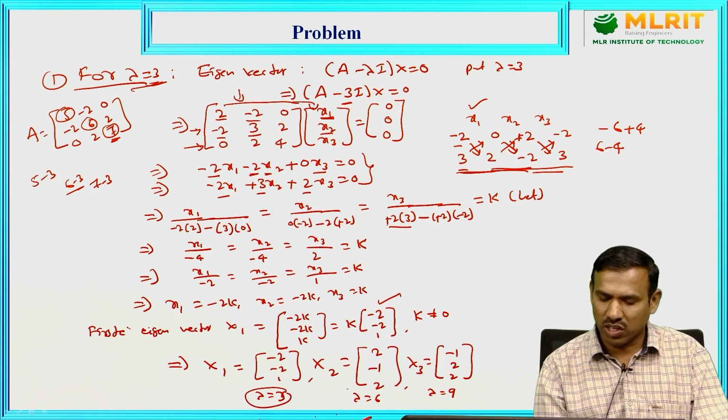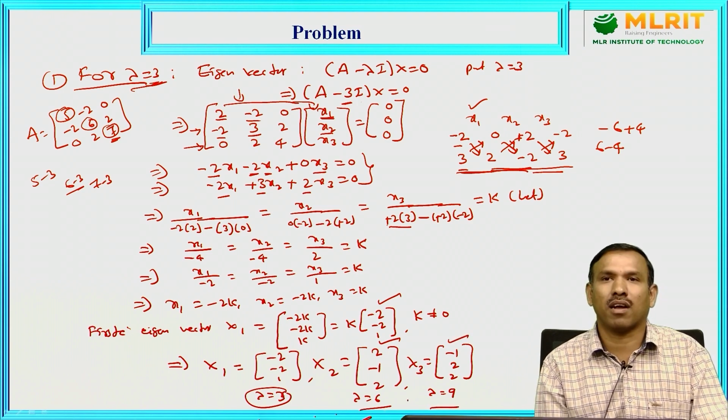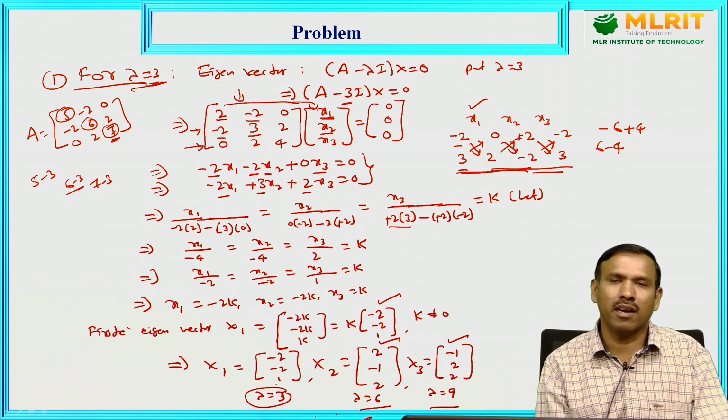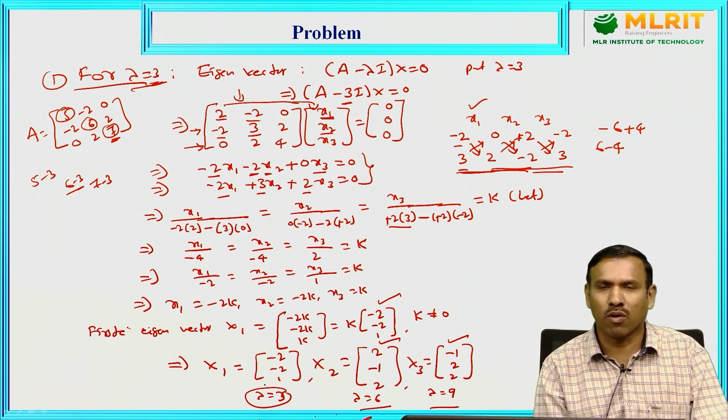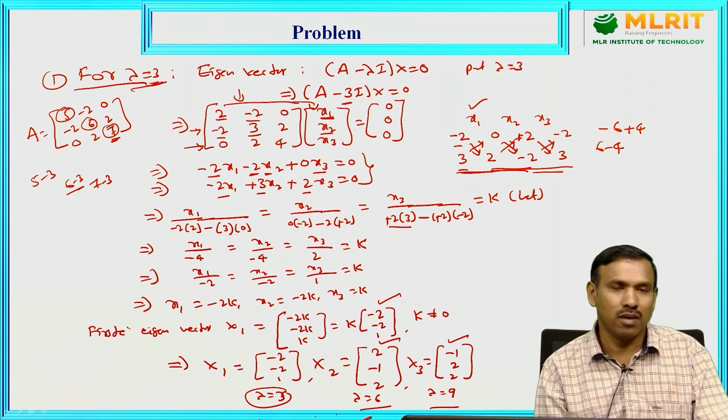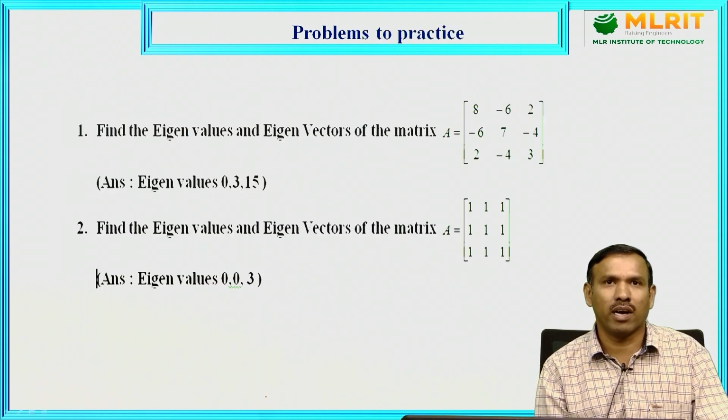Here I have mentioned the values. For lambda is equal to 6, this is the eigenvector, and for lambda is equal to 9, this is the eigenvector. So you can do this very easily. The eigenvector can be found by any one of the methods. Here I have given alternate methods for eigenvalues and alternate methods for eigenvectors. Depending on their skill, students can follow any one of the methods to solve the problems.